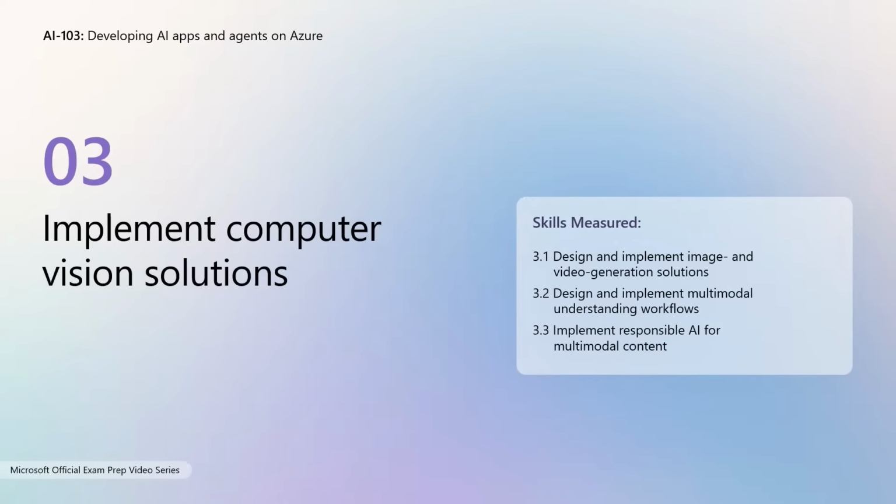So we're now entering domain 3, computer vision solutions. These cover image and video generation, multimodal understanding, and responsible AI for visual content. It is 10 to 15% of the exam. Although it is a smaller domain, the questions can be very specific, so do not skip the details. Every question counts in the exam, and some of these options can even be combined in solutions with other domains.